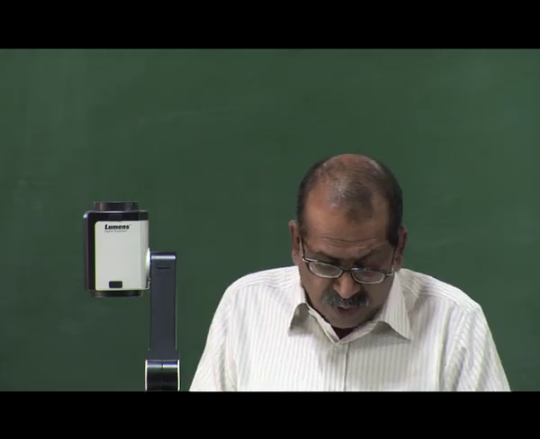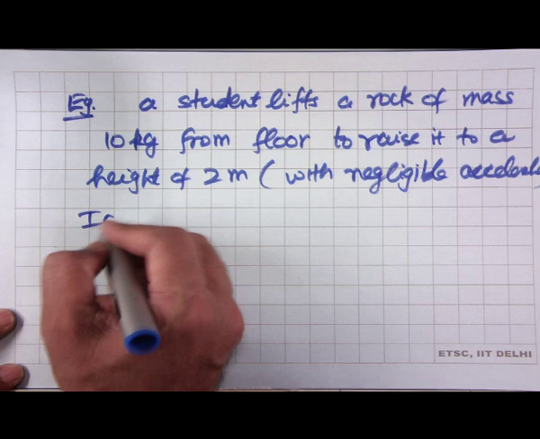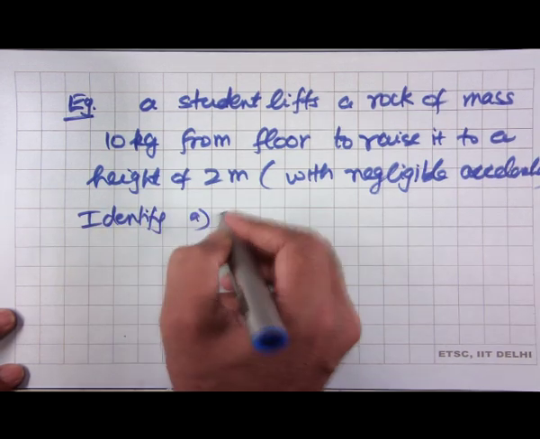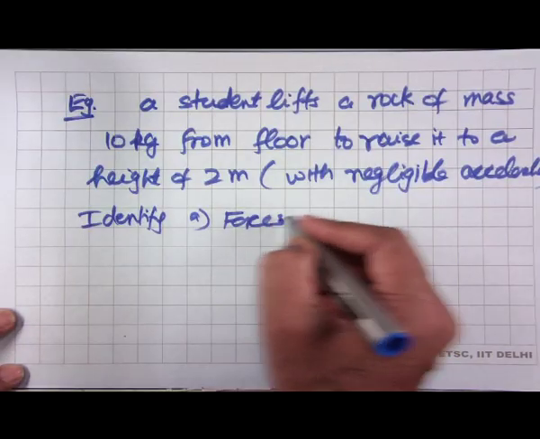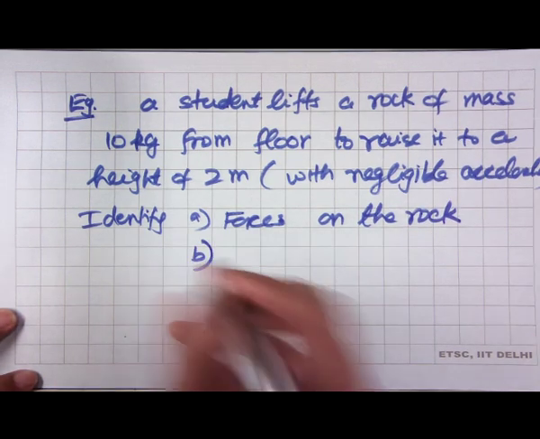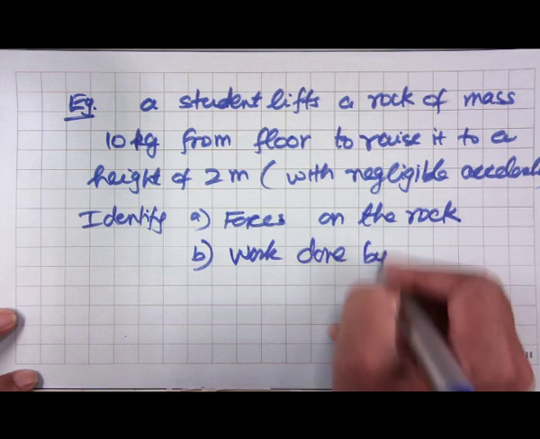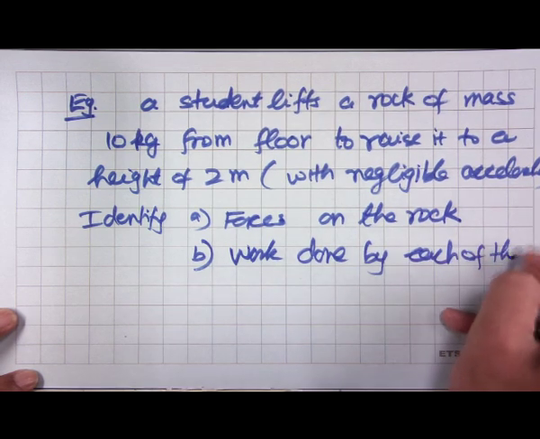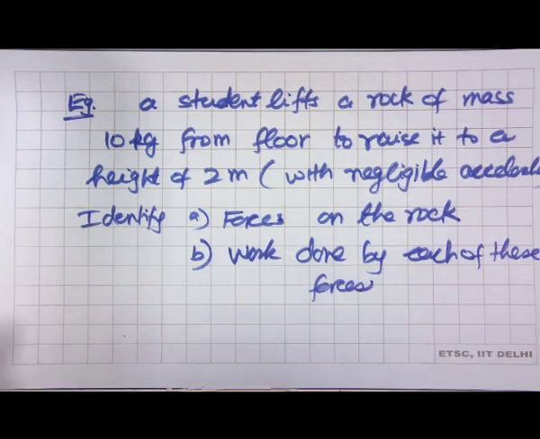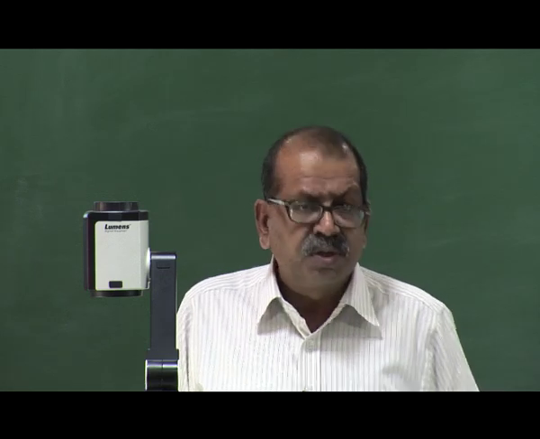Now, what we want to find out is, firstly, the different forces acting on the rock when the student is lifting it, and secondly, the work done by each of these forces. So, a very simple problem, this is to illustrate how to calculate the work done. Let us find the work done by each of these forces.